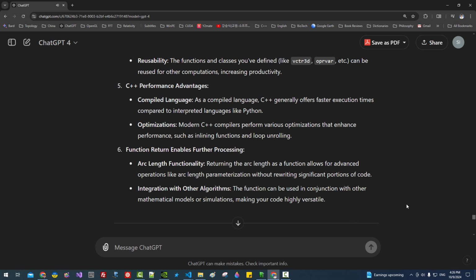5. C++ performance advantages. Compiled language. As a compiled language, C++ generally offers faster execution times compared to interpreted languages like Python. Optimizations. Modern C++ compilers perform various optimizations that enhance performance, such as inlining functions and loop unrolling.